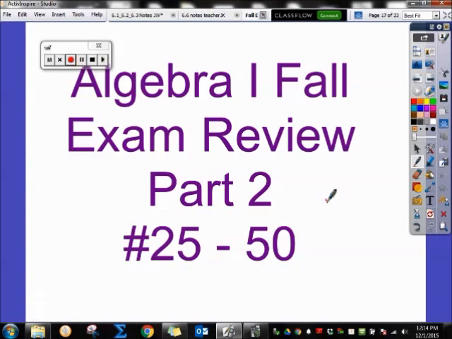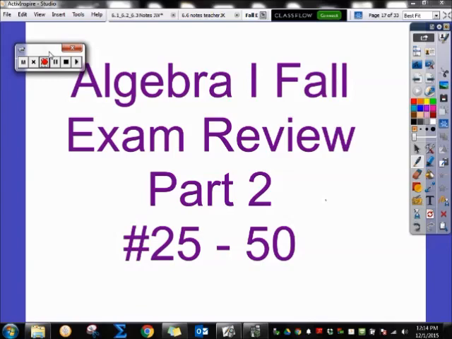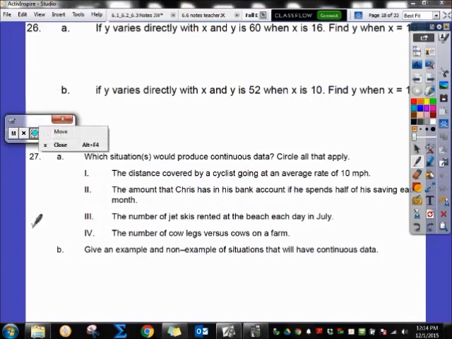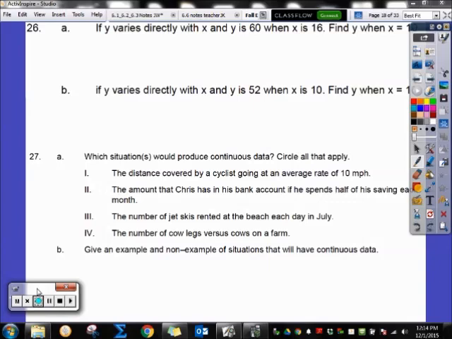This is the second half of the Algebra 1 exam review, starting with number 26. So we have direct variation if y varies directly with x and y is 60 when x is 16. Find y when x is 10. So first thing you have to have memorized is the direct variation equation, which is y equals kx. It is not on your formula chart.